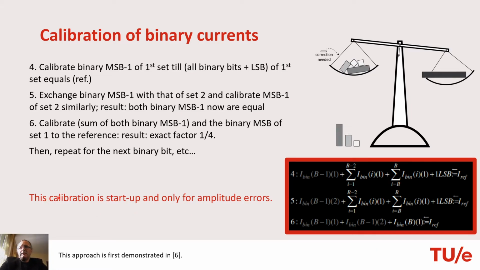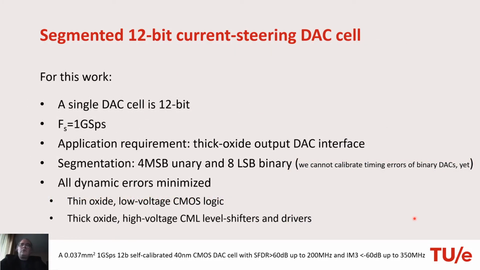So this calibration is a startup calibration, and it's only applied to amplitude errors. So to prove this in practice, we designed a 12-bit segmented current steering DAC cell. So for this work we needed 12 bits, a high sampling rate of 1 gigasample per second, and the application requirement is that we have to use thick oxide transistors. Thick oxide transistors are large transistors, so in this technology they were 280 nanometer.